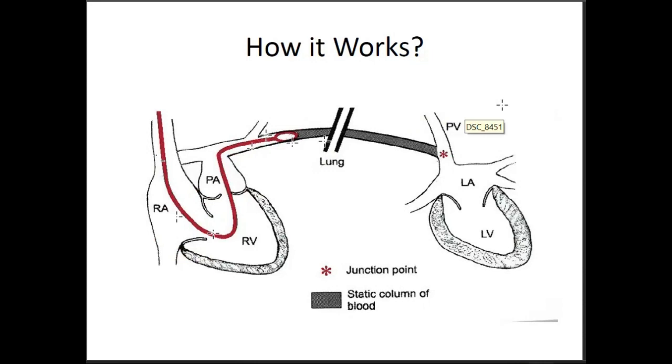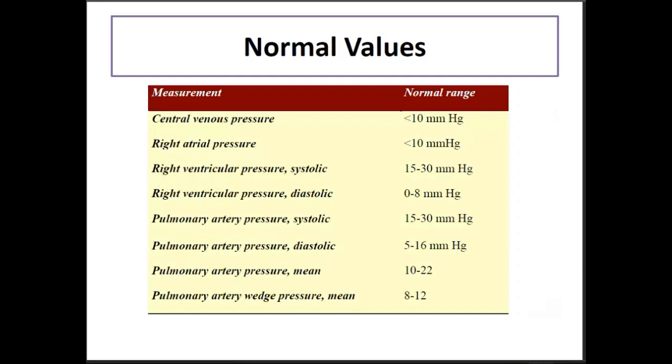So this is a junction point. You are actually measuring some of the pressure going through these vessels from the pulmonary vein and into the left atrium and left ventricle. So you somehow know about the cardiac output that is getting through the left ventricle.